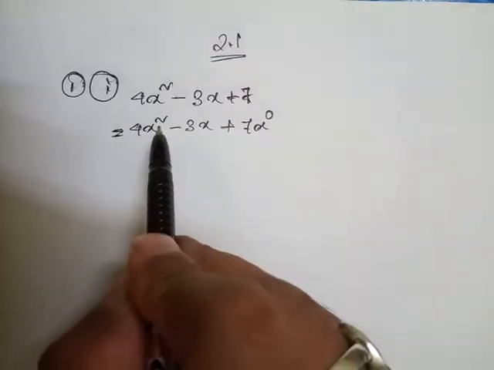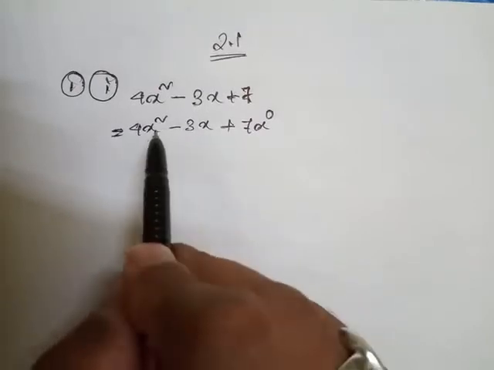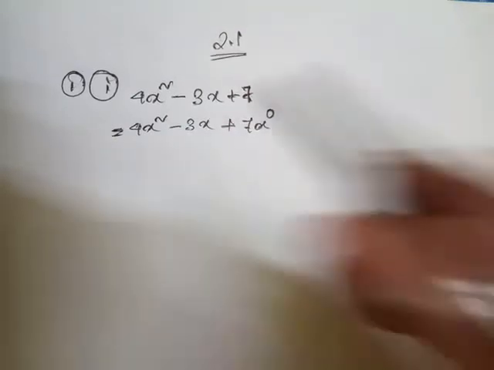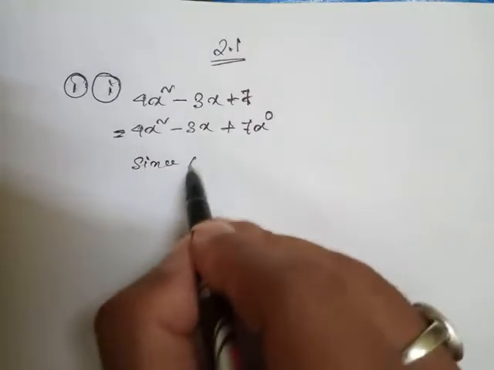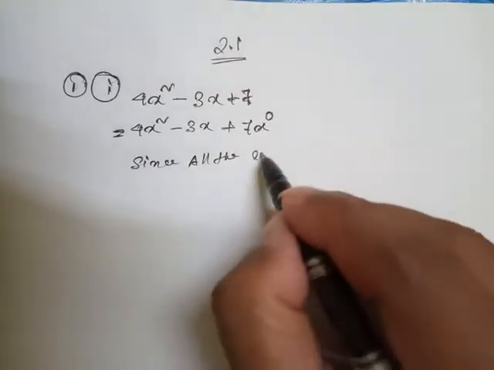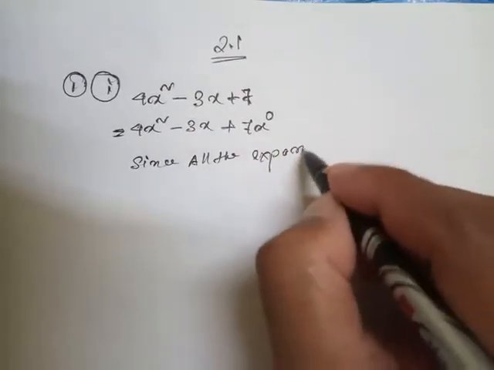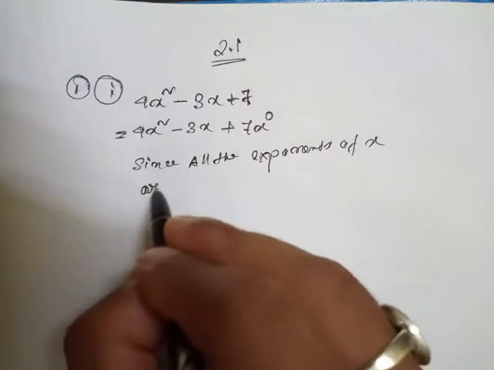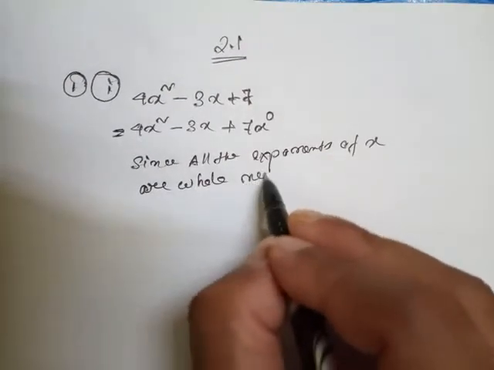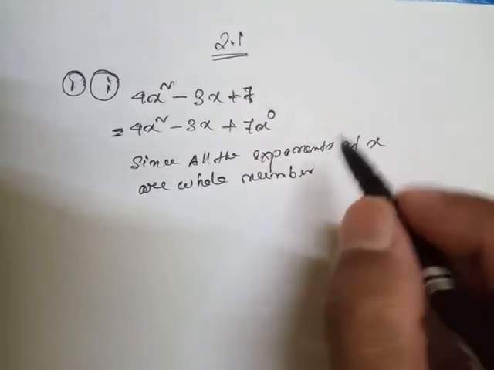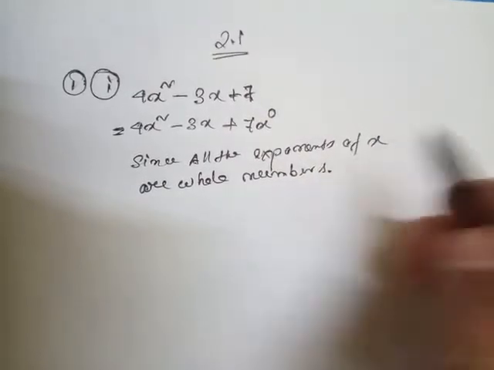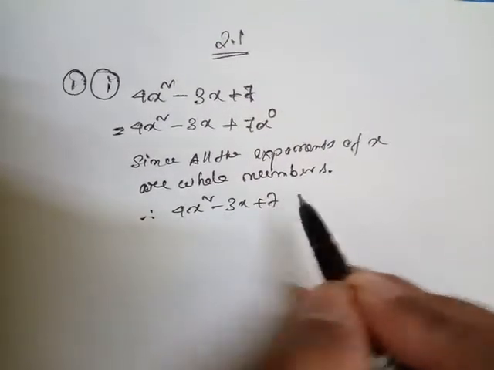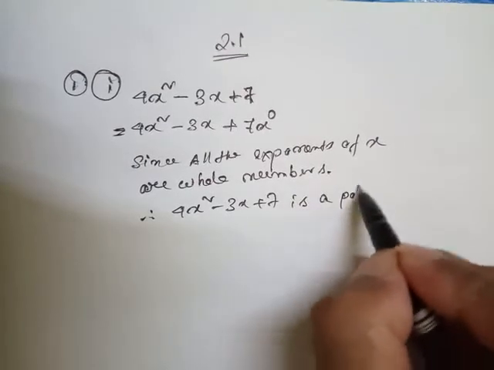Now look here, all the exponents of x are whole numbers, meaning there is 2, there is 1, there is 0, so they are whole numbers. So we can say that since all the exponents of x are whole numbers, therefore 4x square minus 3x plus 7 is a polynomial.